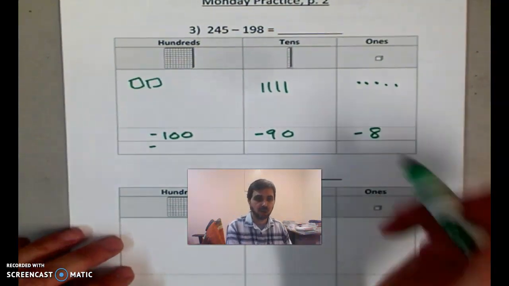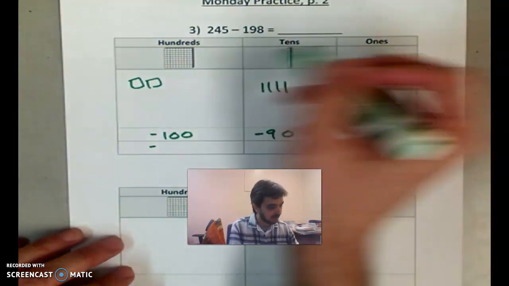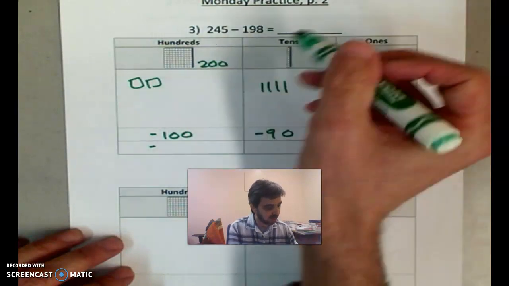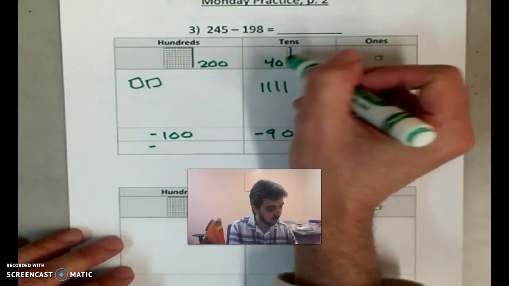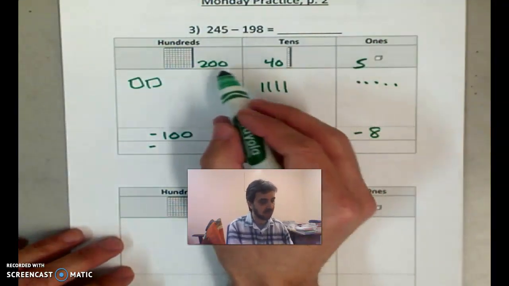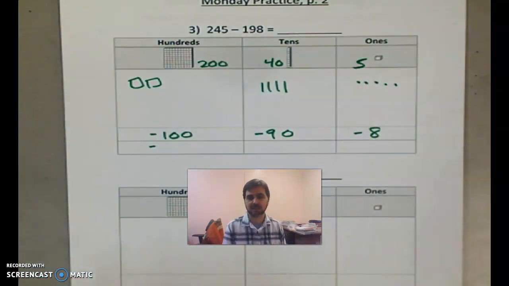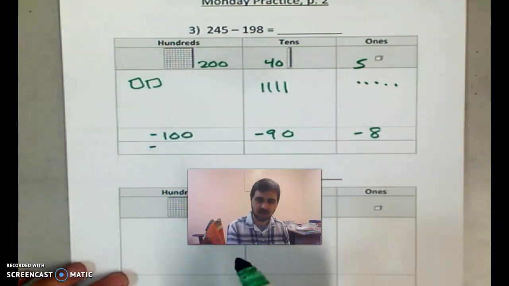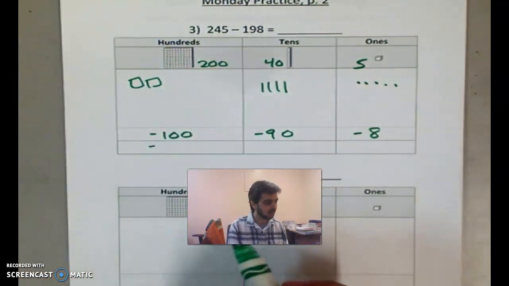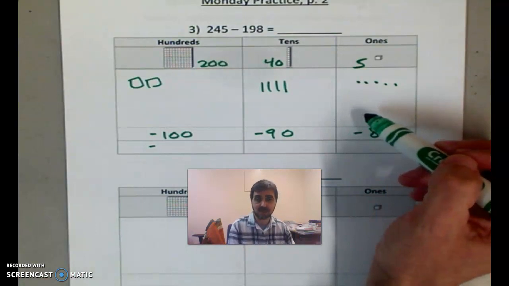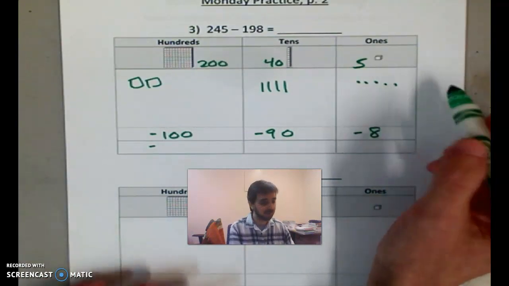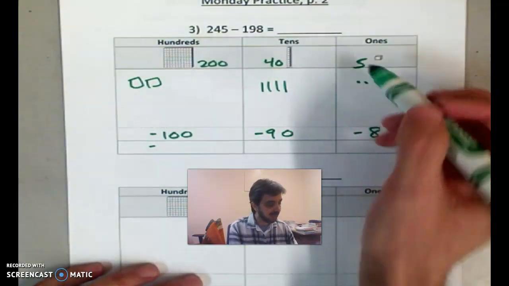Okay, so right away you can see that, let's see, I'm going to put this up here, 245. It's kind of nice to put the numbers up there if you haven't started doing that yet, to start to transition from drawing to numbers. Okay, so we can't do 5 minus 8 unless we go into negative numbers, which we're not ready for yet. So we need to get some more.